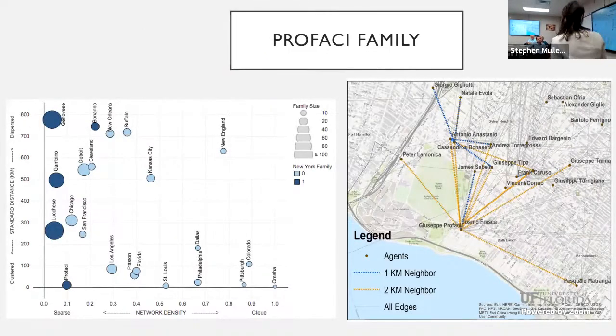So here's what the Apoaches family looks like. This is in the south part of Brooklyn here. This is an area called Dyker Heights. So we have Giuseppe Apoaches. He is the boss. He's the leader here. And this is an example of the agents that he was connected to nearby, within 1 kilometer in blue and another one in orange. I heard you guys like these colors. Yeah. Okay. These are all the connections that are nearby. So a lot of people were connected to their boss, but they weren't interconnected to each other.